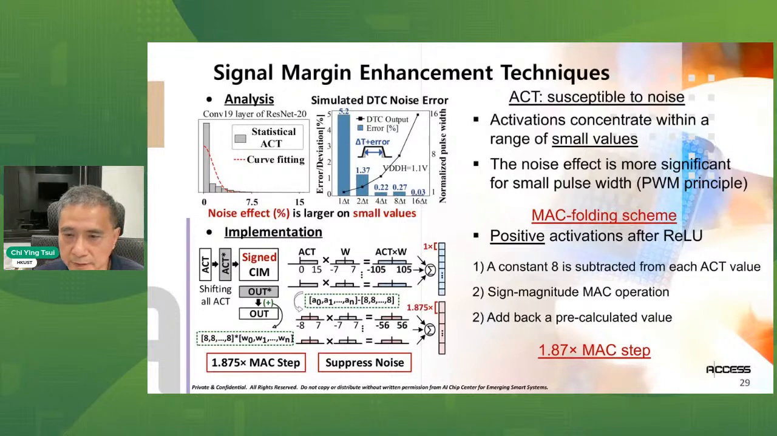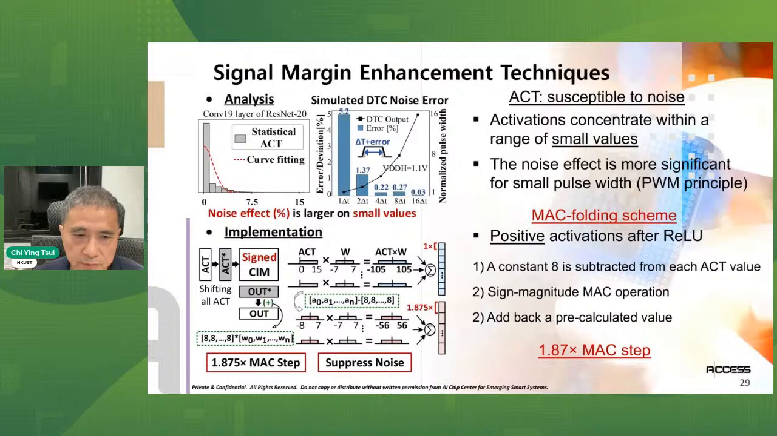In fact, in most CNN operations, the activation comes after the ReLU. After ReLU, usually you remove all the negative values, so you only have positive activations. For example, if you have positive activations with 4 bits, the range is from 0 to 15. If we multiply by the weight, -7 to 7, your total range is from -105 to 105. Even if you use sign magnitude, the magnitude needs 105 steps to represent the whole data.